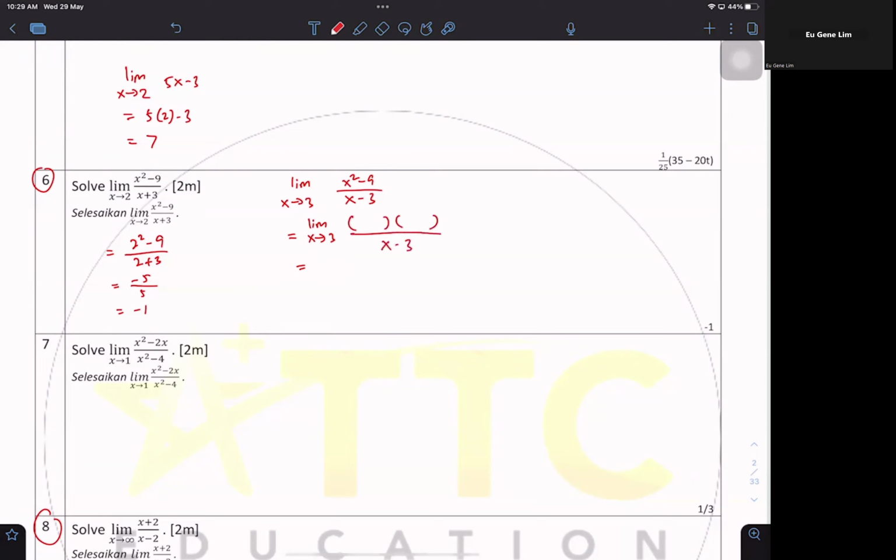You see, x squared minus 9 can be factorized into x plus 3, x minus 3. Do you know that? Then after you factorize, you see, x minus 3, cut. Simplify. No more x minus 3. So it becomes only x plus 3. Then only you sub. So 3 plus 3, which is 6. Understand?